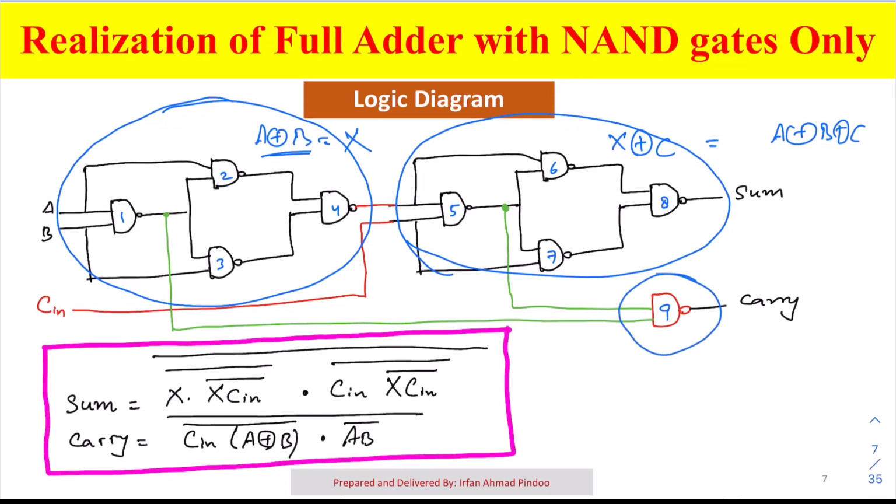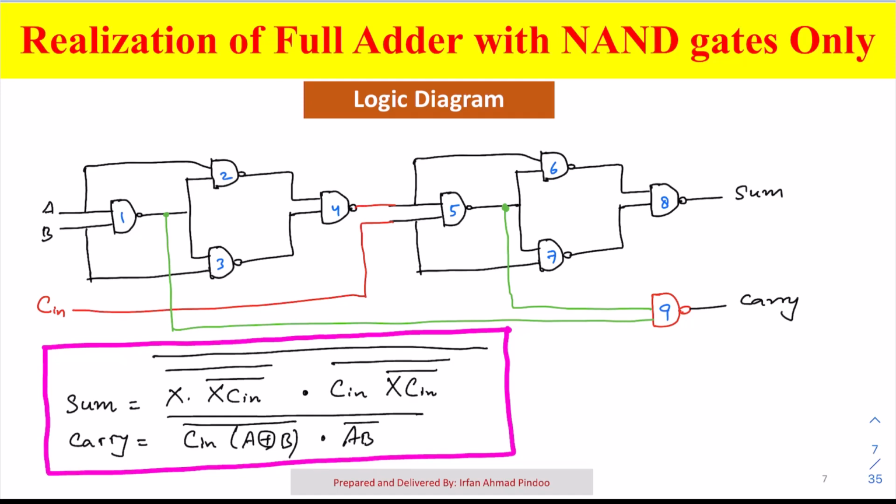Now let us see step by step how all these things justify our equations. As far as the first 4 gates are concerned, we said already this is X. Now what are we doing further? This X is being multiplied with C in. This is the C in input. So we get here X dot C in with bar. This is given as one of the inputs of gates number 6 and 7. This is X and this is C in. So what will be the output of gates 6 and 7? It will be X dot X C in bar, then whole bar, and the output of gate 7 will be C in dot X C in bar, whole bar.